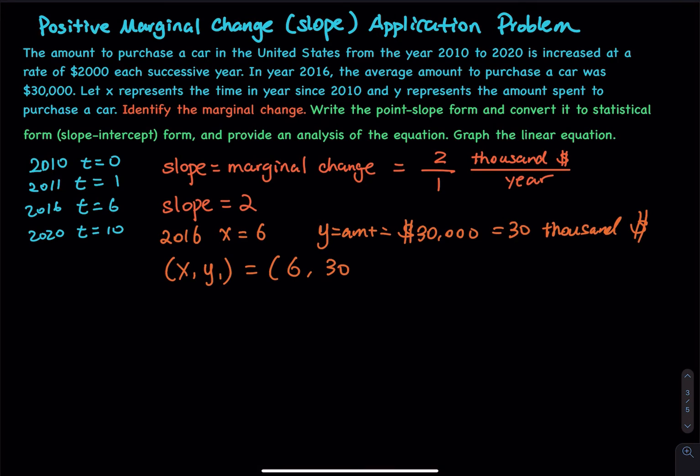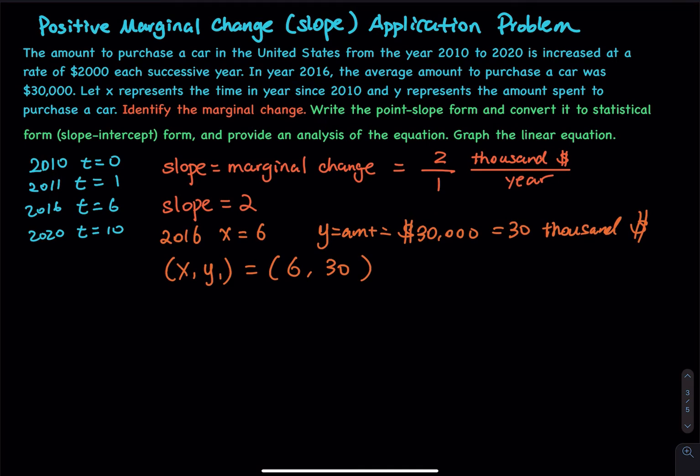Not $30 to buy a car, $30,000. The 30 is in thousands. So from now on, every time I give a number for the variable y, that is in thousands. If y equals 1, then that represents $1,000. If y equals 10, that represents $10,000. All right, so now we have a slope, we have a point, we can build the point-slope form.